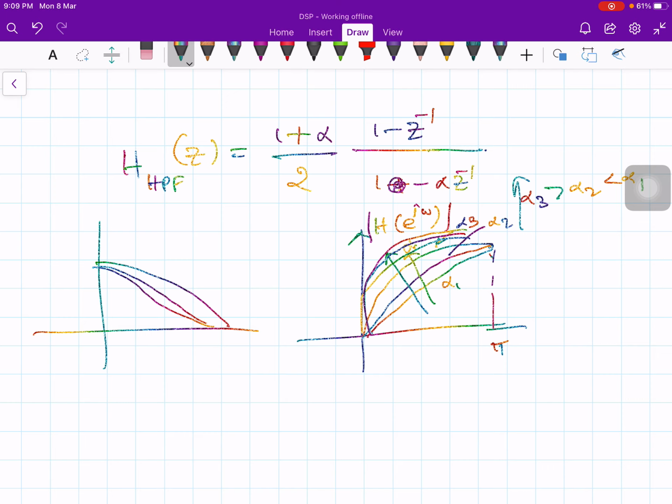See, initially it was like this, and then it became like this, and then like this, and like this. What is your ideal high pass filter? Ideal high pass filter will be like this. So when you increase alpha, it becomes more and more ideal, more and more approach towards the ideal.